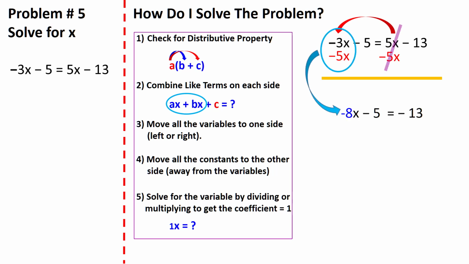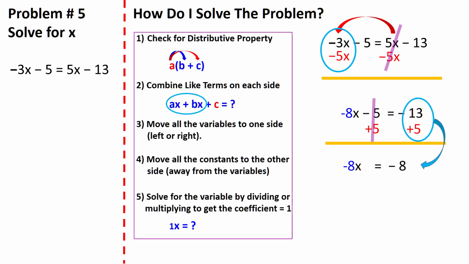Next, I simplify. I get negative 8x minus 5 equals negative 13. Step 4. Move all the constants to the other side. I see negative 5 as a constant, so I will move negative 5 to the right-hand side, meaning I will add 5 to both sides. Next, I simplify. I get negative 8x equals negative 8.